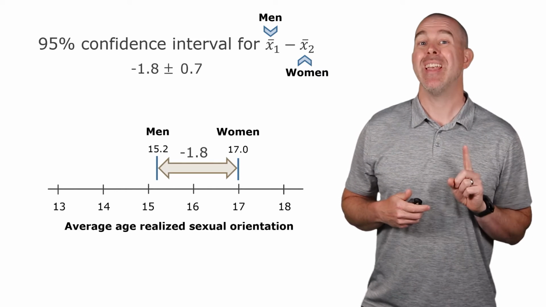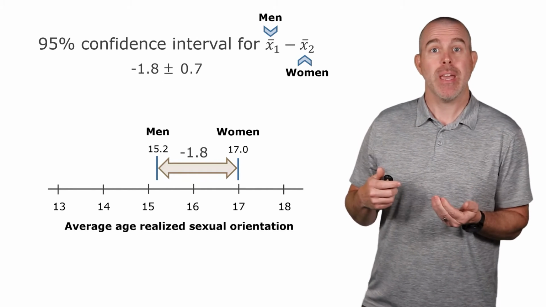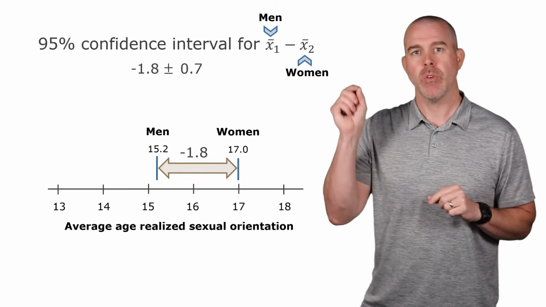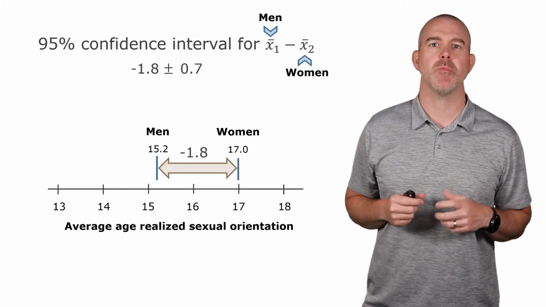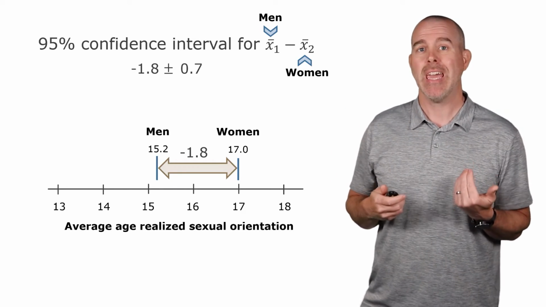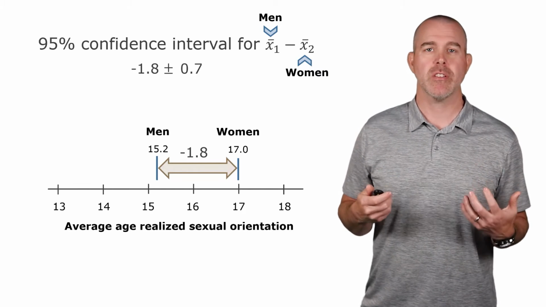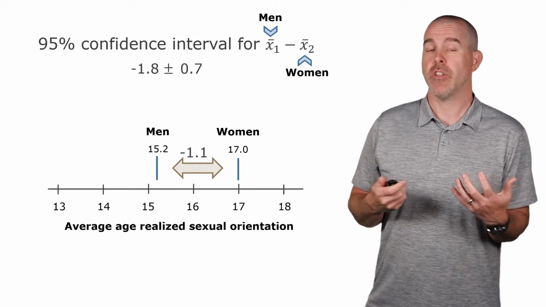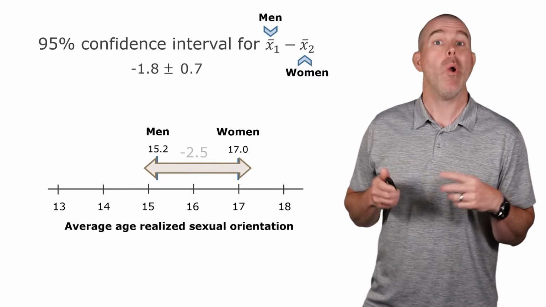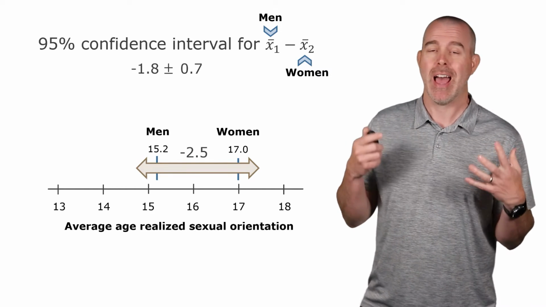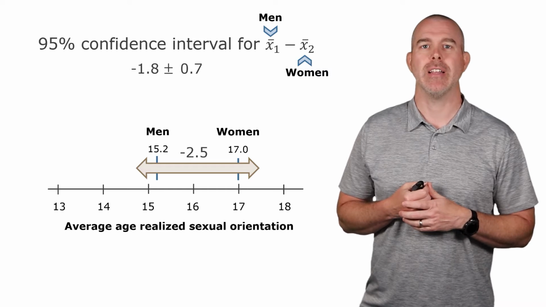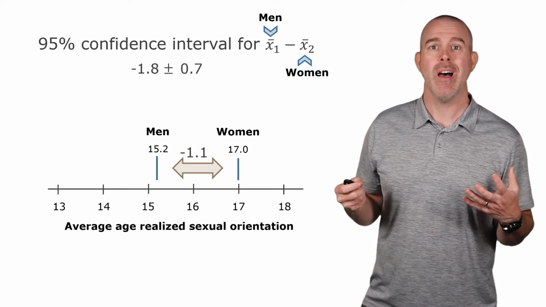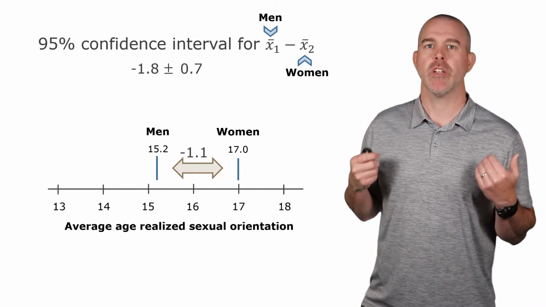So you'll see here that we have a negative 1.8. That's because the average for men was less than women. Because we put men first, we have a negative. So it's negative 1.8. Men on average realized their sexual orientation 1.8 years before women. But our confidence interval says it could be as little as negative 1.1 or as high as negative 2.5, as high in absolute value here, of course, not in sign. So either way, though, clearly, even at this negative 1.1, men realized their sexual orientation before women.